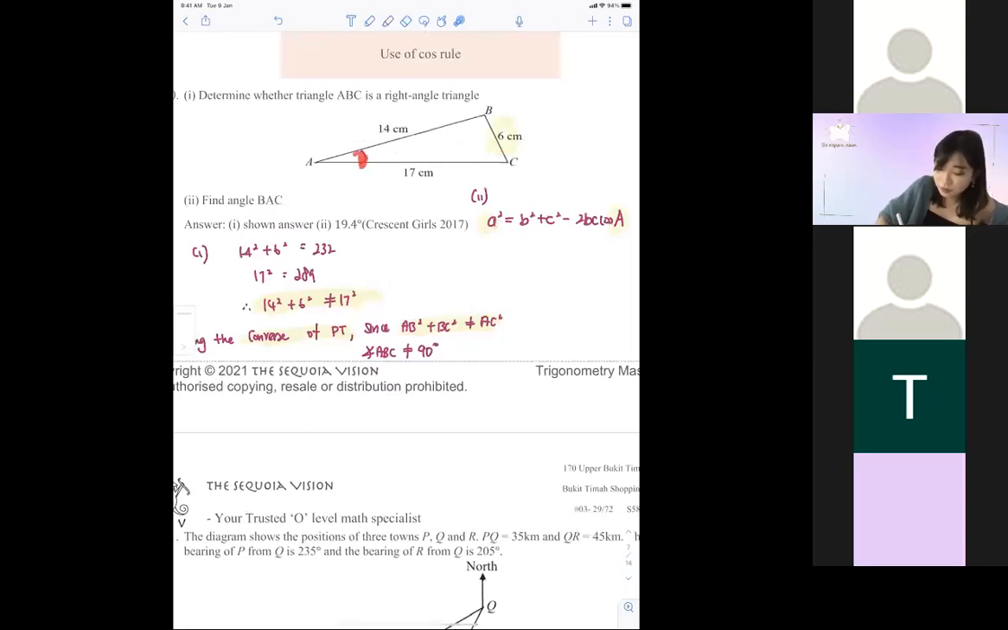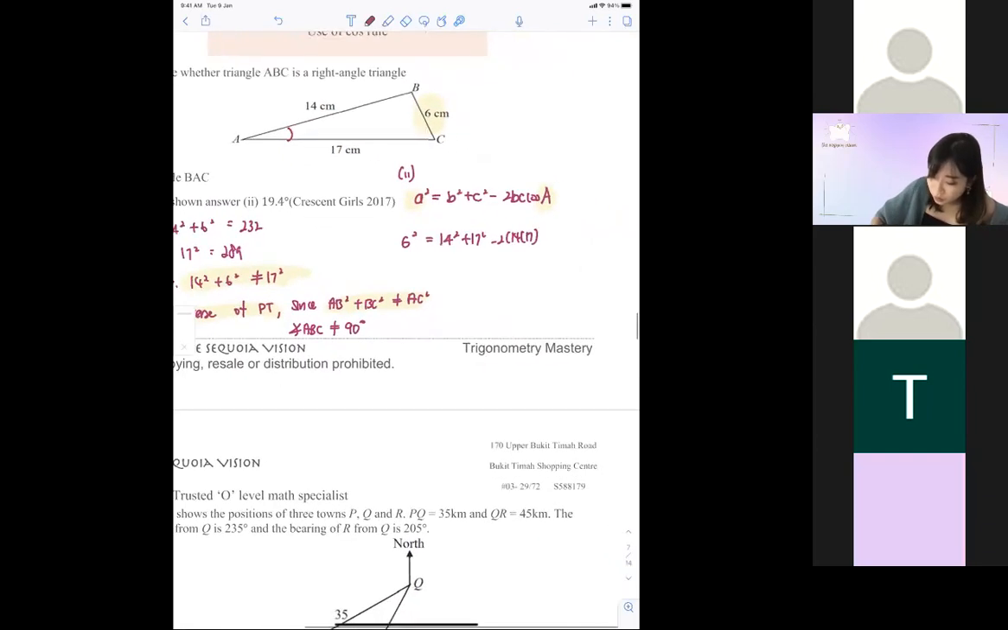Okay, say again. This is the angle that you're finding. Opposite is your length A. As long as you can identify A, you can use the cosine rule. So same thing, put whatever you have in the calculator in the formula. 14 square plus 17 square. Can you see? Doesn't matter which is B and which is C. Minus 2BC cosine angle BAC.